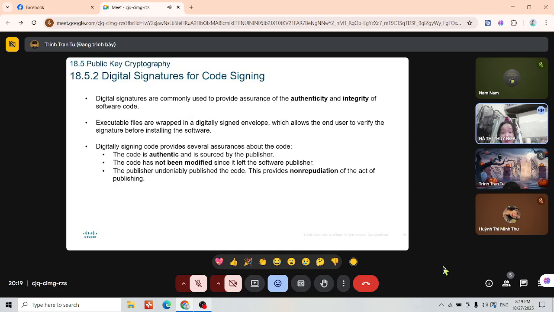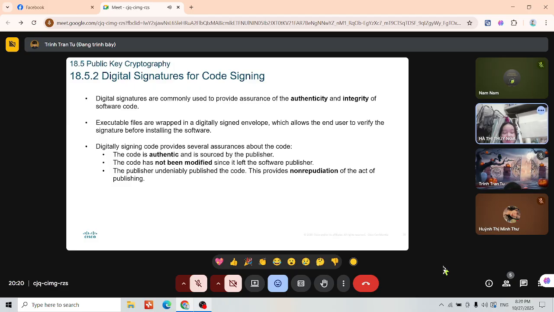Developers sign their software with a digital signature before releasing it. When users install it, the system checks the signature to ensure it's from a trusted publisher, the file hasn't been modified, and the developer can't deny ownership. For example, when Windows shows Verified Publisher: Microsoft Corporation, that's proof of a valid digital signature.